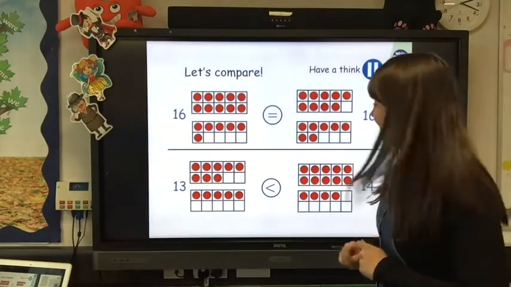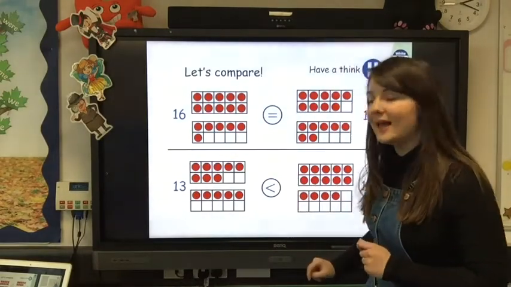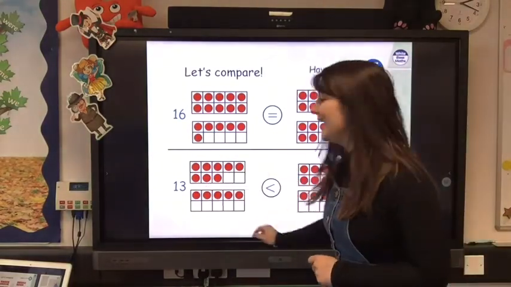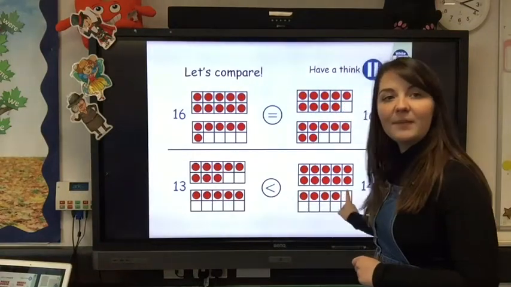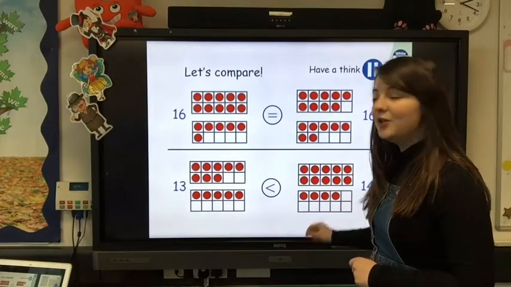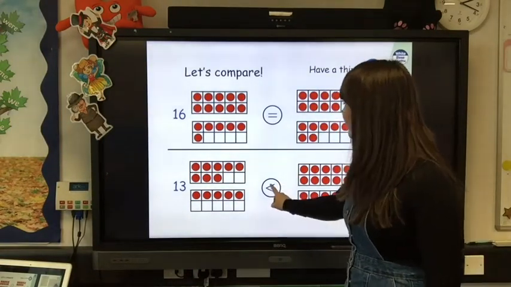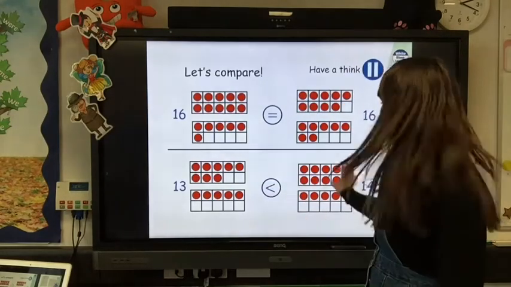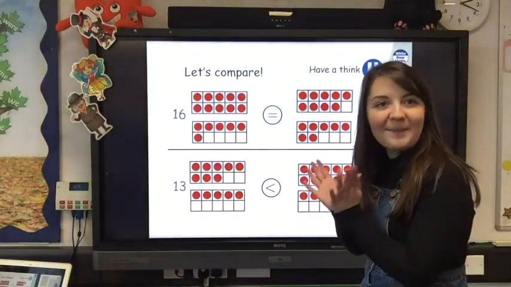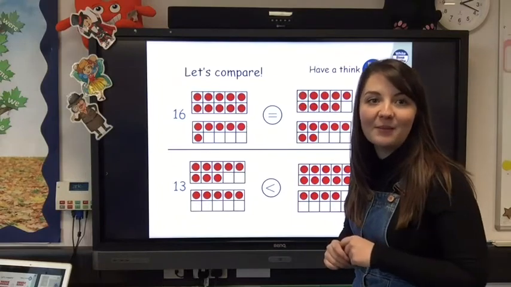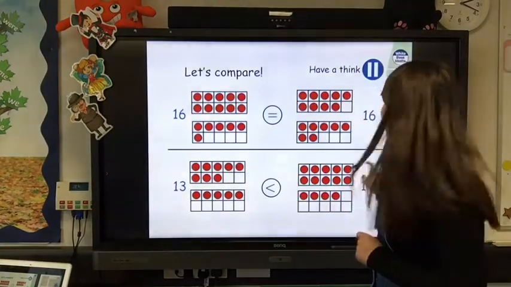Okay, so we've used this symbol here to say that 13 is less than the number 14. And you can see that Blockzilla's mouth is open wide towards the bigger number because it likes to put the biggest number in its mouth, and that's what can help us remember this one.